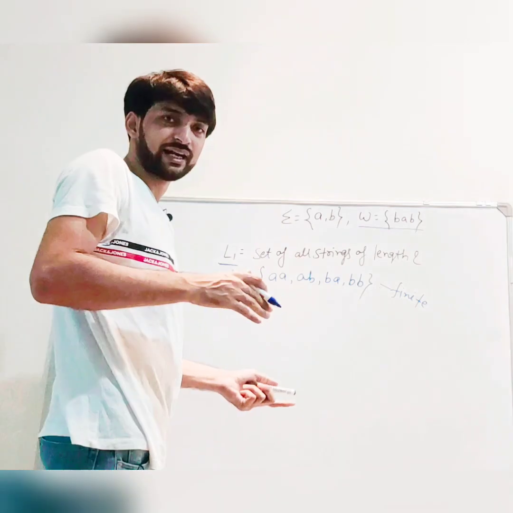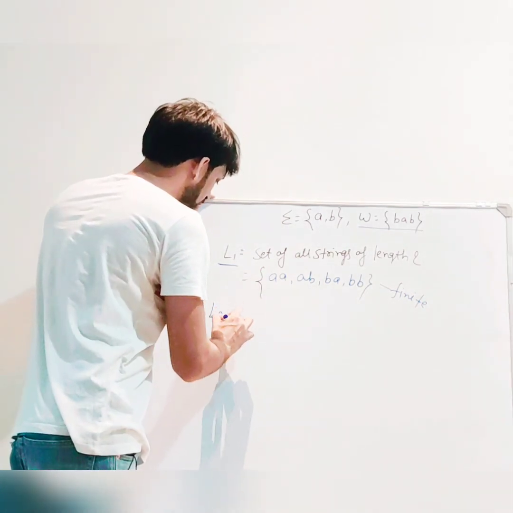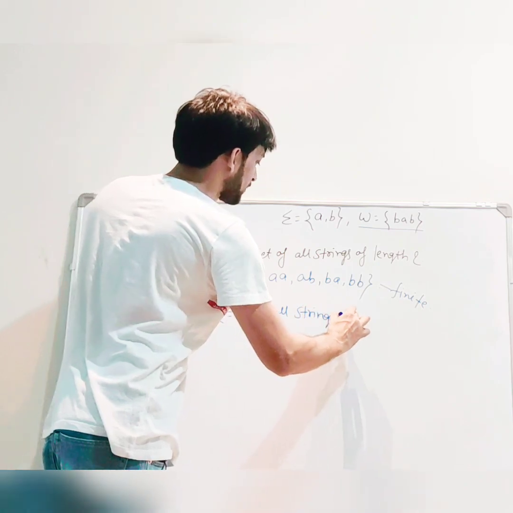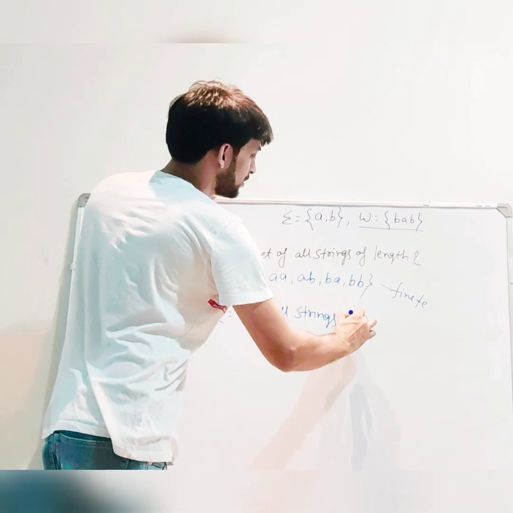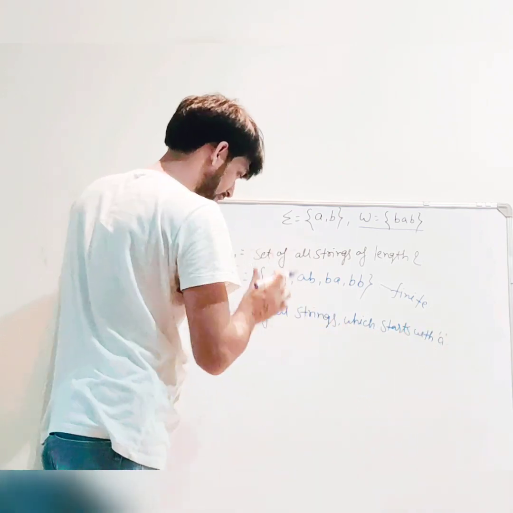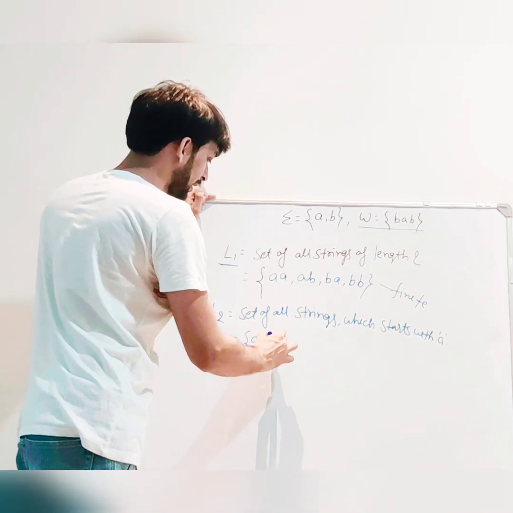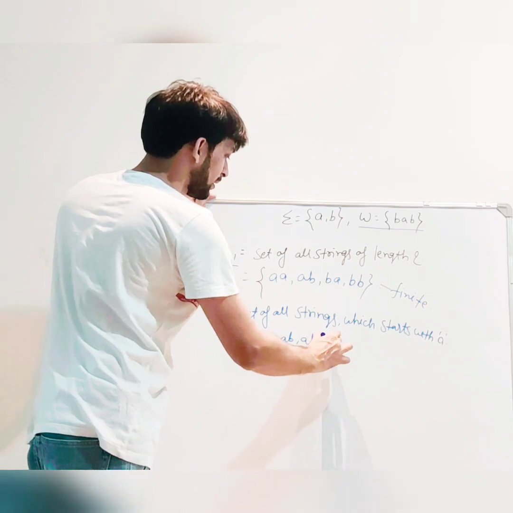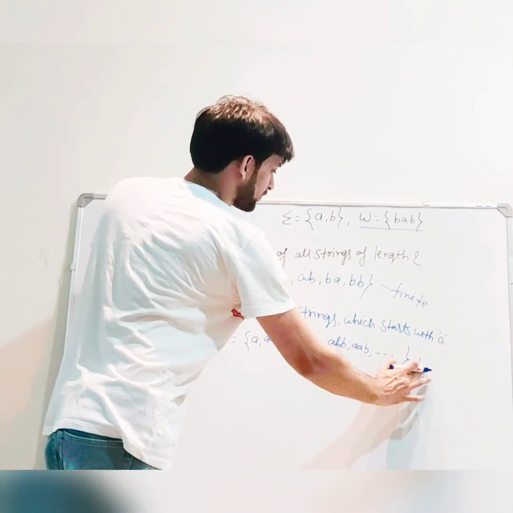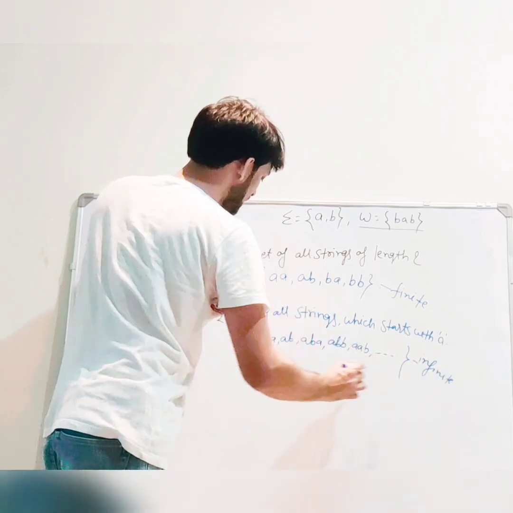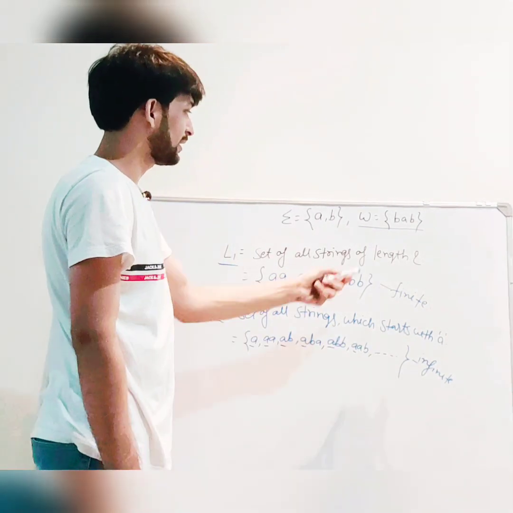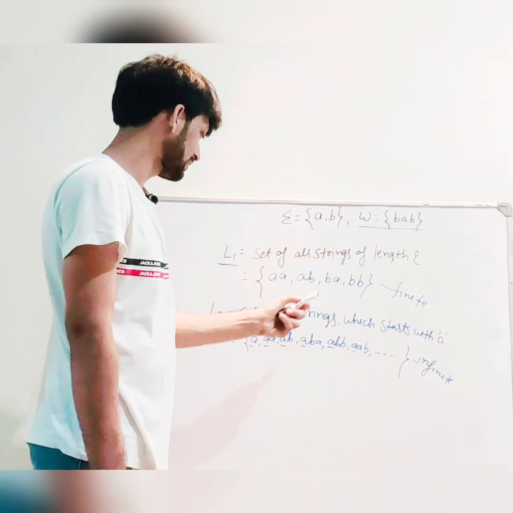But when the language is infinite, let's see what happens. Language L2 is the set of all strings which start with A. So language L2 contains A, AA, AB, ABA, ABB, AAB, and so on, an infinite language. And see, each string starts with A, right? So now the question is whether this W, this string, belongs to this language L2 or not.